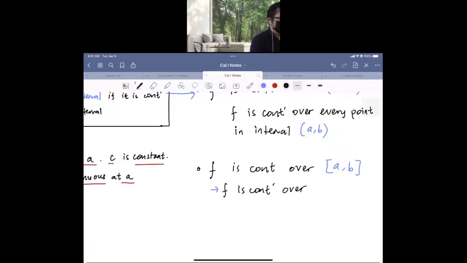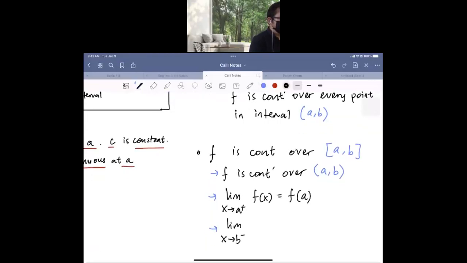Because they are included, we say here f is continuous over the open interval ab, and the limit as x approaches a from the right is f of a, and the limit as x approaches b from the left is f of b. Now it's more precise. So if we need to include the interval endpoints a and b, we need to include the limits, so that they equal f of a and f of b. Those should be equal.